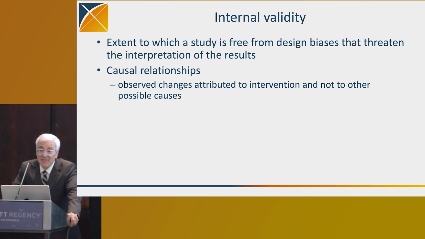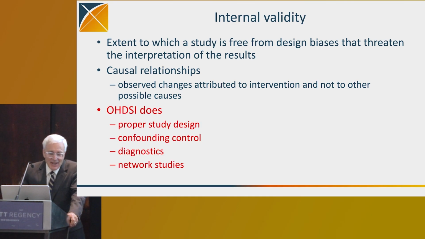Internal validity, a lot of our time today is going to be spent on this one. So that's the extent to which a study is free from design biases that threaten the interpretation of the results. Do you have a causal relationship? So for that, we do proper study design, confounding control, diagnostics, and network studies.